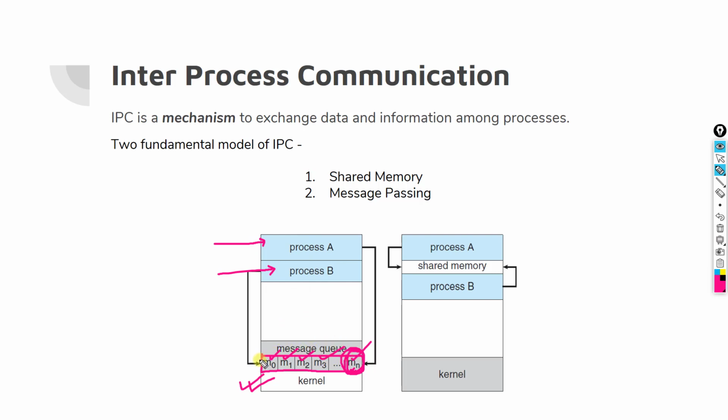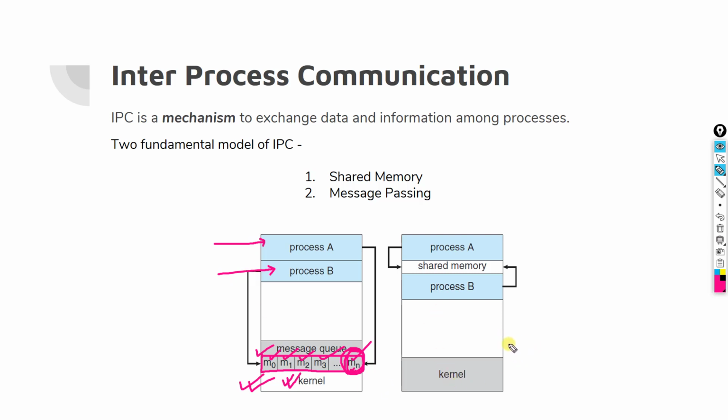And to create this message queue, to send a message and to receive a message, kernel intervention is very much necessary, because using the kernel or some system calls, this thing happens. Sending messages and reading messages.